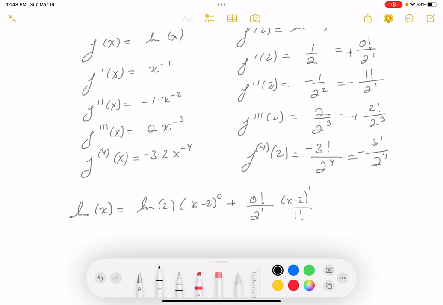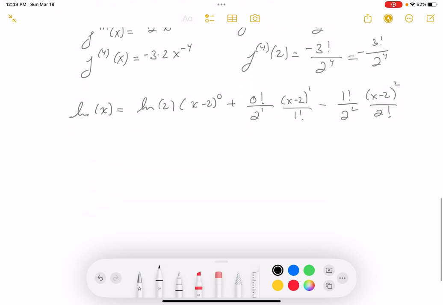Let's put the next term down. That's minus. That's going to be 1 factorial over 2 squared, (x minus 2) to the 2 over 2 factorial. You get a feel for it now. And this does go on, by the way. And the feel for it, ln x is going to be the natural log of 2, and then I got this pattern over here. And I think I'm ready to go with it.